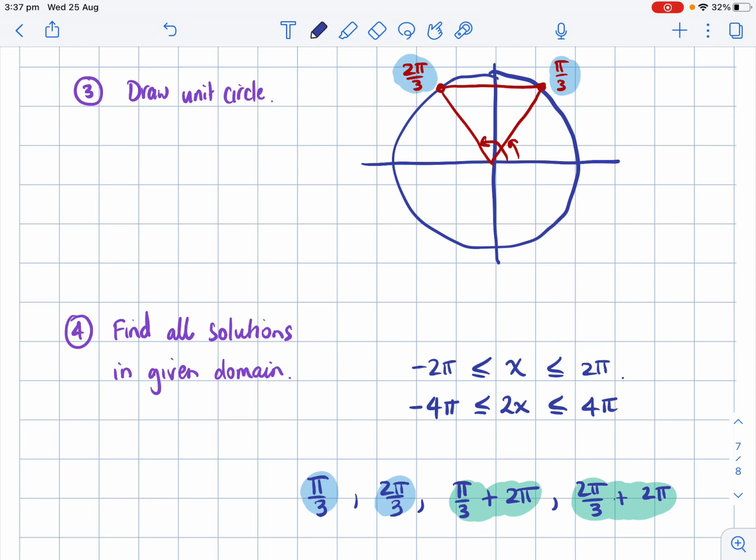Okay, now that's only going in the positive direction. If we were at pi on 3 and we took away 2 pi, we went backwards around the unit circle, I would get another solution. So let's do that one now. Let's do pi on 3 and take away 2 pi. Let's do 2 pi on 3, take away 2 pi.